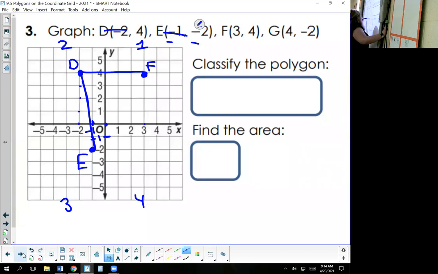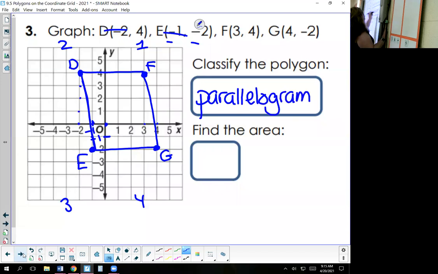So 4 is forwards or backwards? Forward. -2, up or down? Down. Do you see how it makes what shape? A parallelogram. We don't know yet if it's a rhombus. The only way to be a rhombus is if all sides are the same, and they are not the same. Okay, so this is a parallelogram. Or if you want to, I'm okay with this terminology.